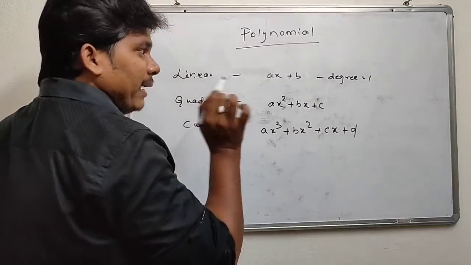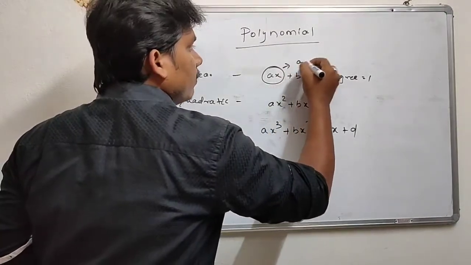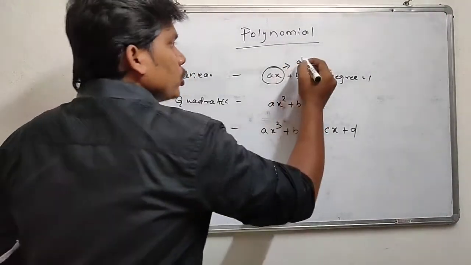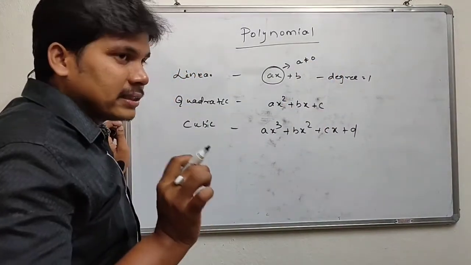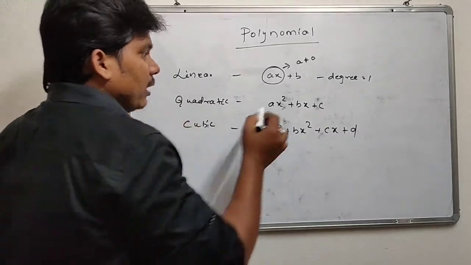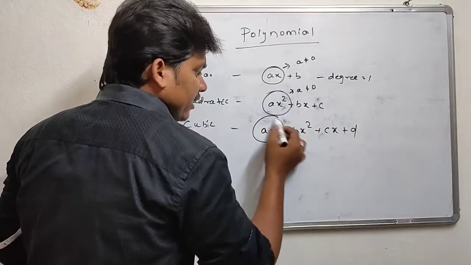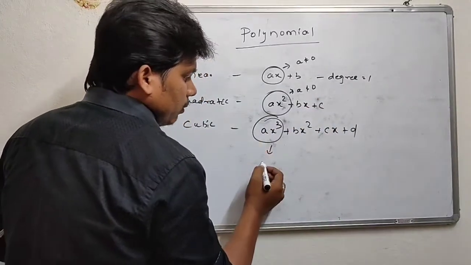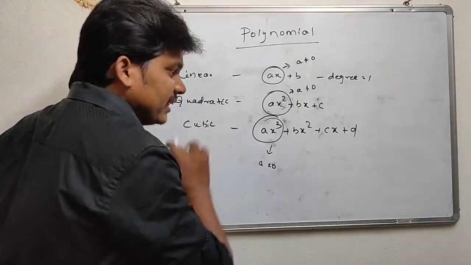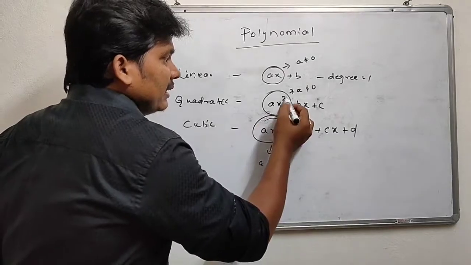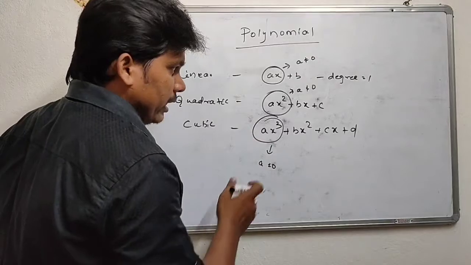But remember, the main condition is that the coefficient of x, that is a, should not be 0. Remember, the coefficient of x should not be 0. In the same way, the coefficient of x square, that is a here, should not be 0. In the same way here also, the coefficient of x cube, that is a, should not be 0. Why? Because if the coefficient is 0, then what will happen?